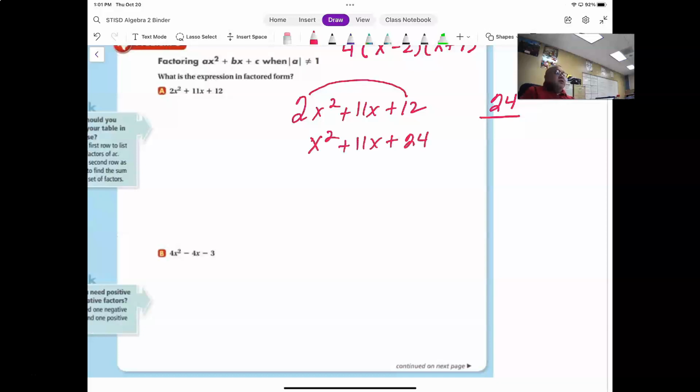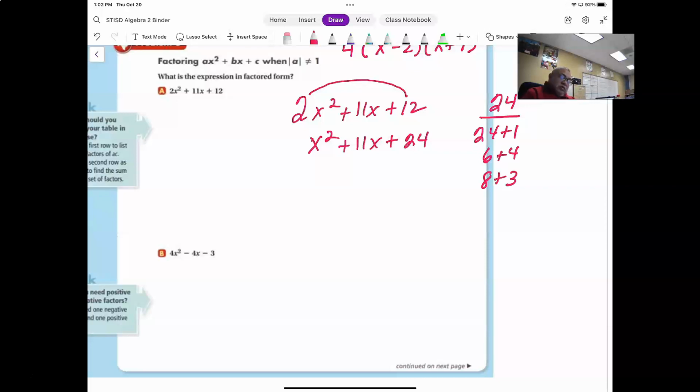So let me stop. At this step, I took the 2 off, and now I'm going to factor x squared plus 11x plus 24. Now the factors of 24 are 24 and 1, 6 and 4, 8 and 3, and we're going to add.